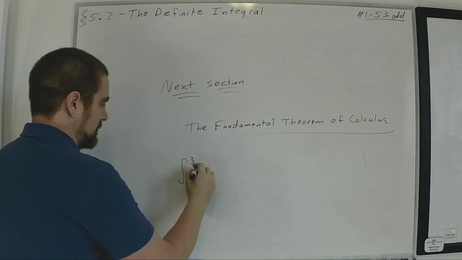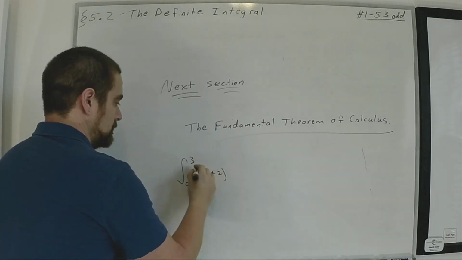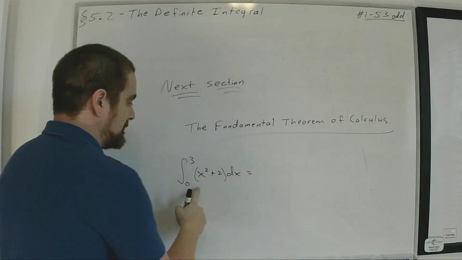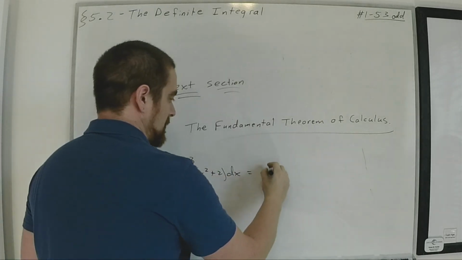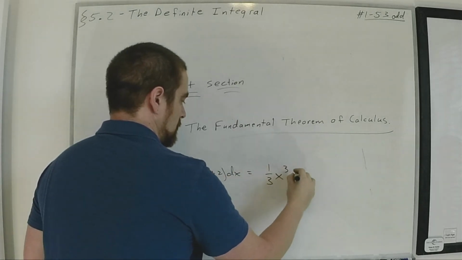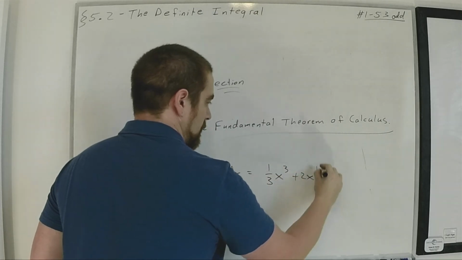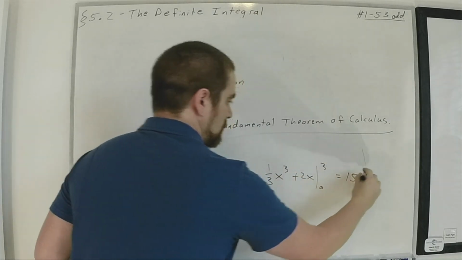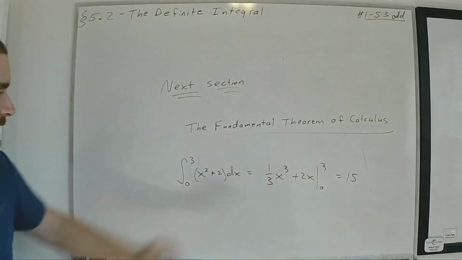I think I had the integral from 0 to 3 of x squared plus 2 dx. That is where we get to start doing that nicer method of using the antiderivative to our advantage and finding these values very, very quickly.